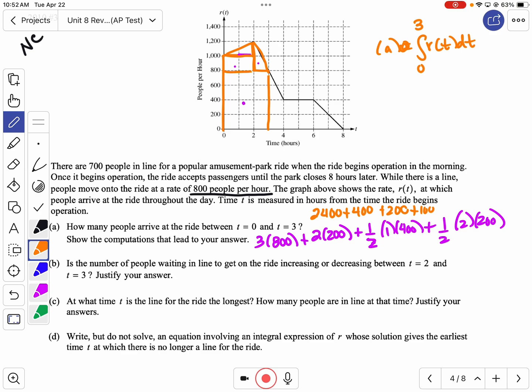3 and 800, 1/2, 1 and 400, 1/2, 2 and 200. Okay, I did that right. Oh, it's 200 right here. All right, so that gives me 3,200 people. It's worth 2 points. You got 1 for stating this integral right here, that's what you were doing. And then you got 1 point for the answer with units. Okay, so that was part A.